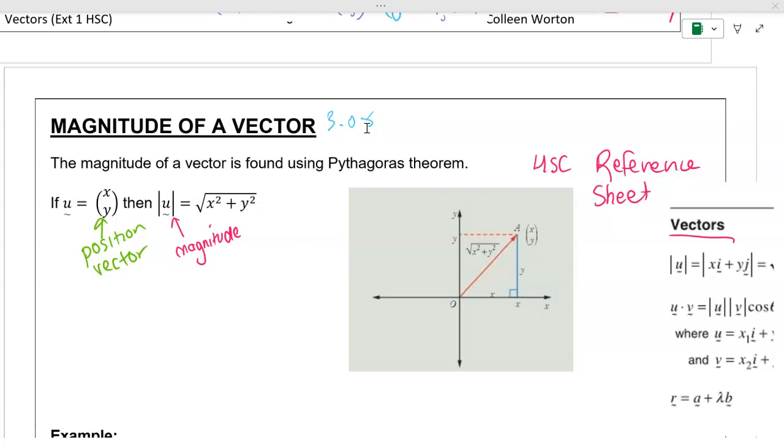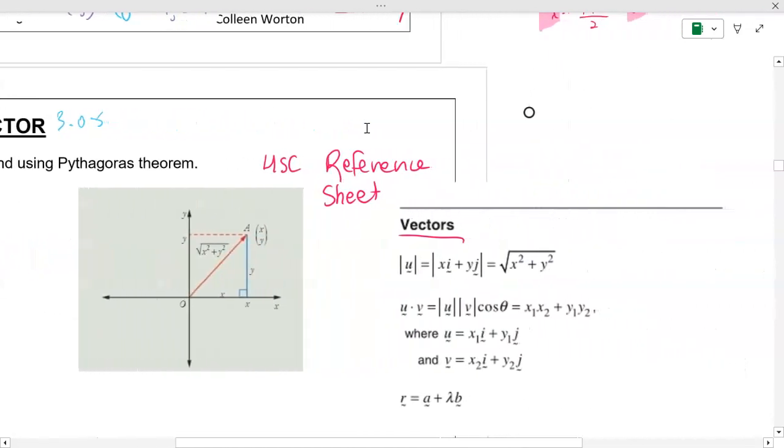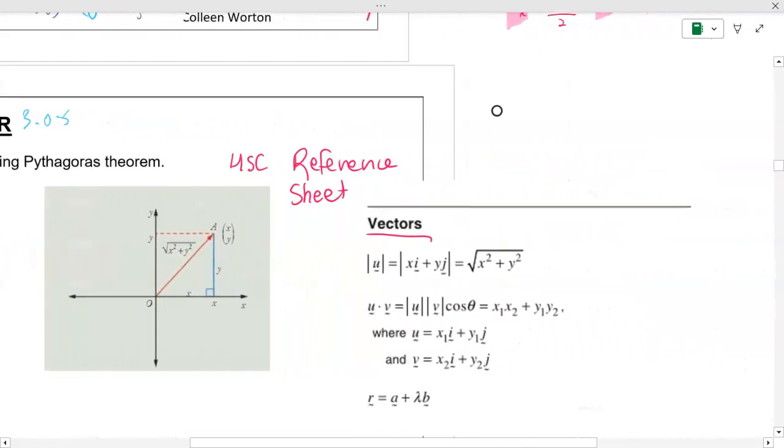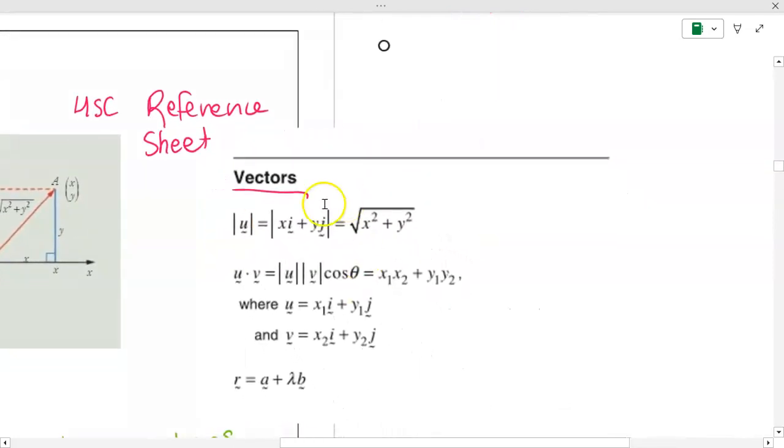But before we do that, I just want to note that we have a section on vectors on our HSC formula sheet. If you have a look at the last page of your HSC formula sheet, I've just snipped it over here, here's the section on vectors and the formulas that we end up with. We're going to use this top one today. We'll use this second one next week.